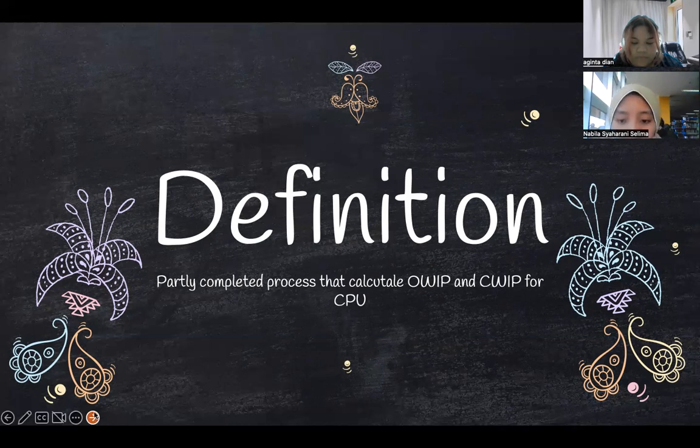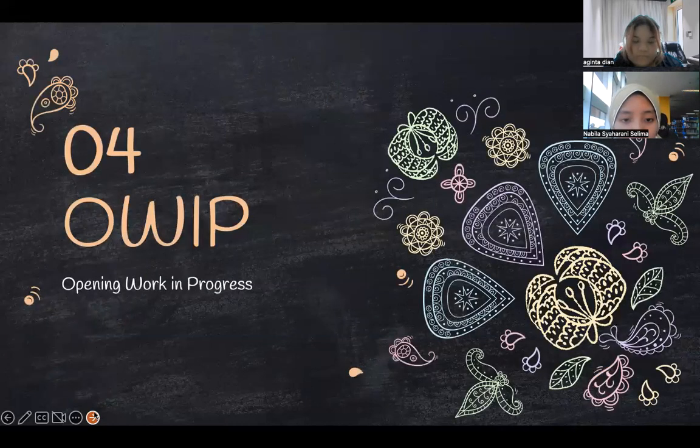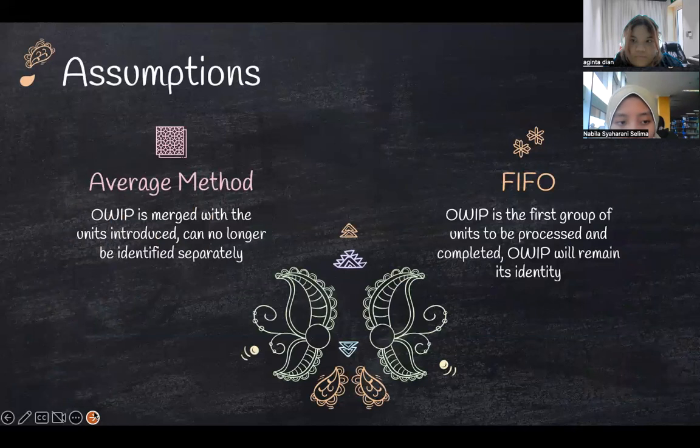Next, opening work in progress. When there is a closing work in progress at the end of one period, this will become opening work in progress at the beginning of the next period. An assumption must be made regarding the allocation of this opening stock to the current accounting period to determine the unit cost for the period. There are two alternative assumptions.